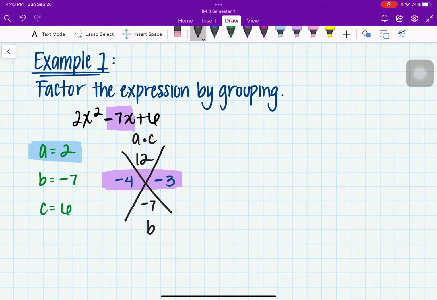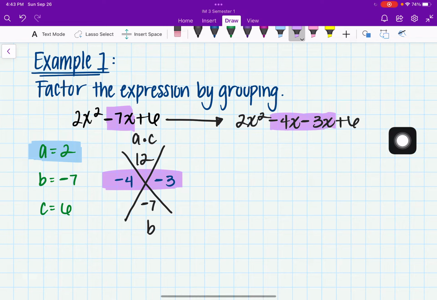So this actually goes from here. It becomes a 2x squared minus a 4x minus a 3x plus a 6. Once again, we replaced the negative 7x with this here. If I combine this, I will be getting the negative 7x.